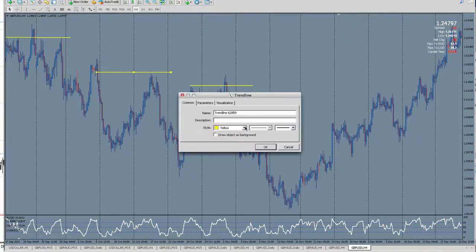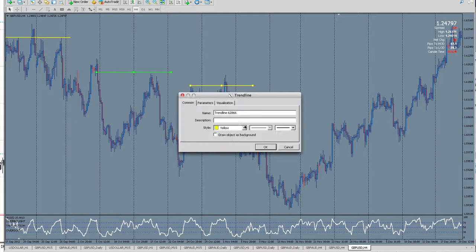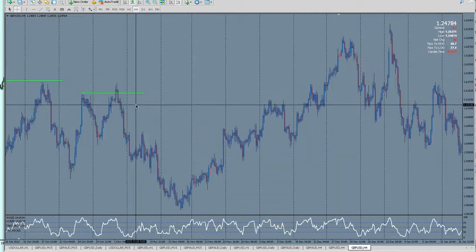So I need to colour these in different colours so we can differentiate the trampolines, tops, flat tops. Can't really call them tops, but flat top and bottoms of the 4-hour market to get your directional premise for the next few weeks.